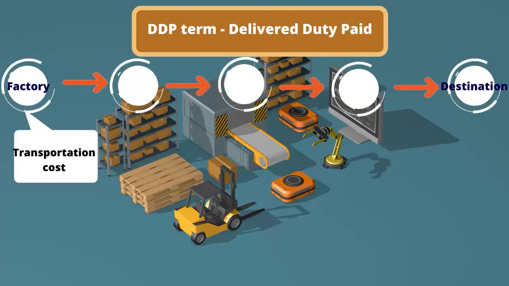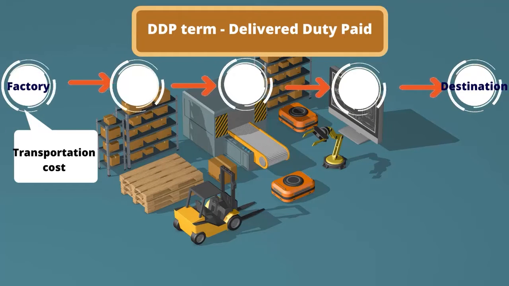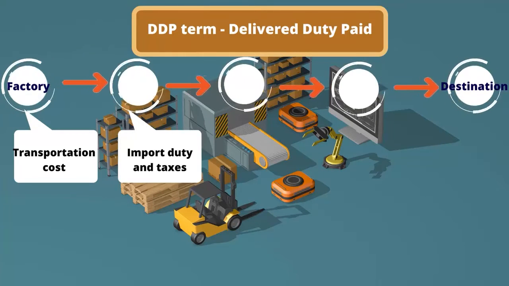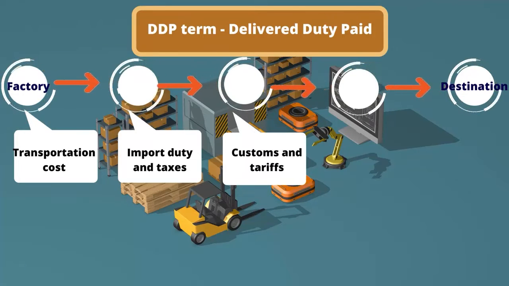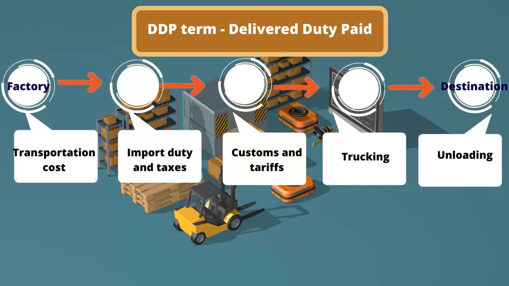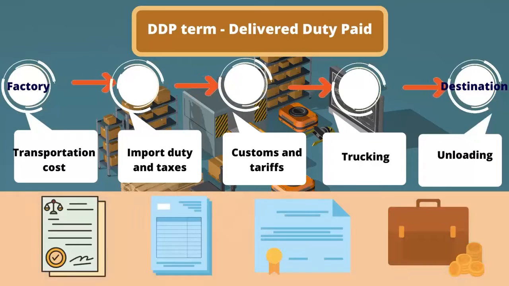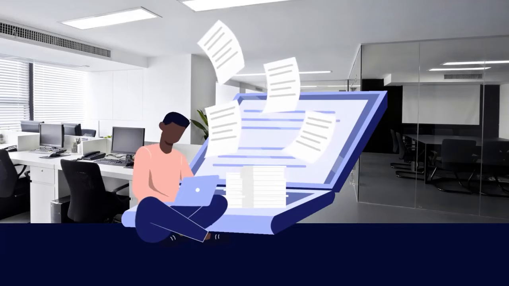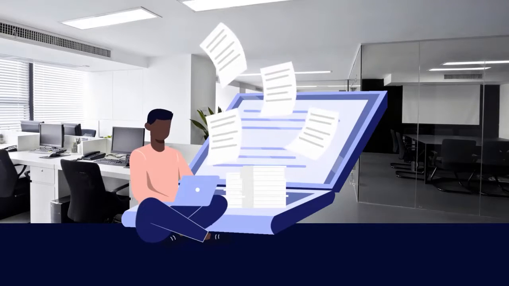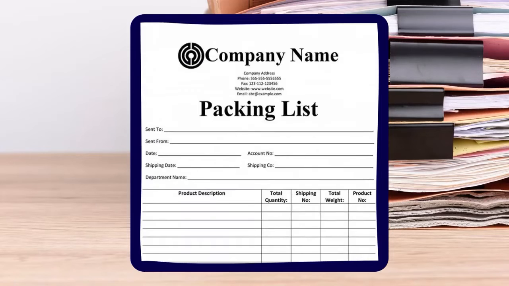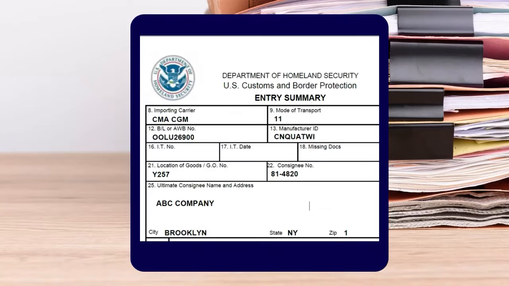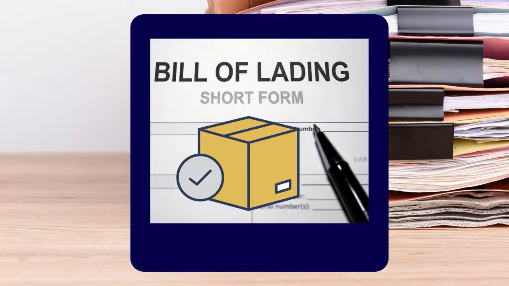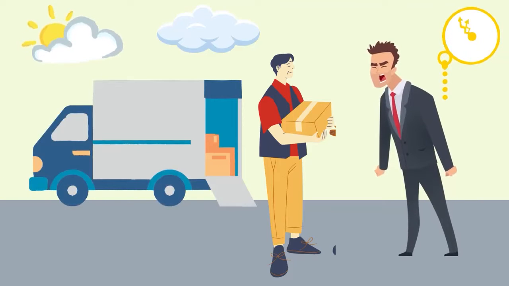For instance, they need to pay the transportation cost, import duty and taxes in both origin and destination country, customs and tariffs, trucking, unloading in some cases, and all other applicable import formalities. The seller will need to provide all import documents needed in this process, including commercial invoice, packing list, bill of lading, duty report, and proof of delivery, plus they have to take responsibility for any delays on the shipment.